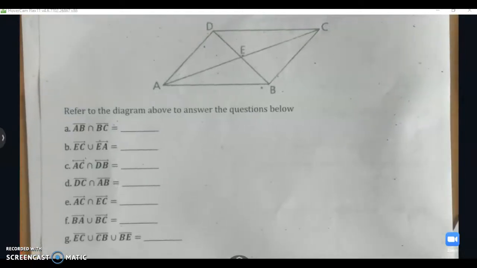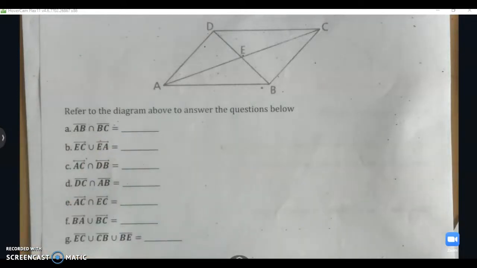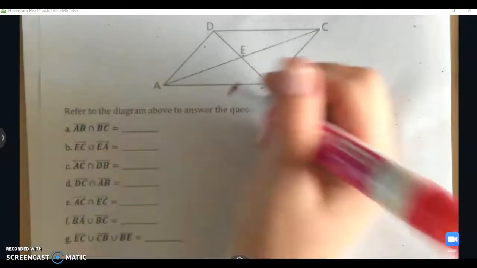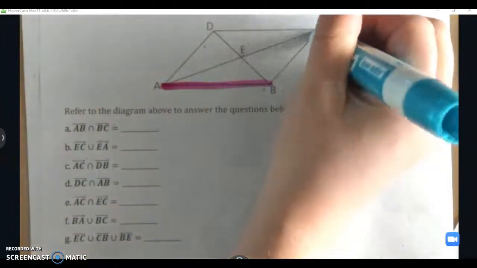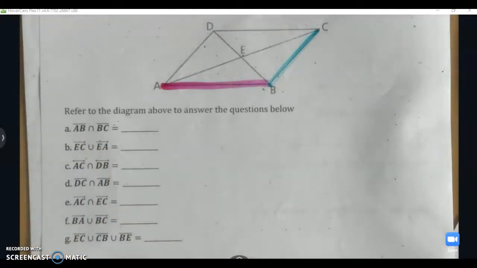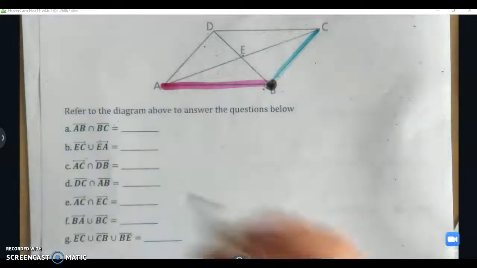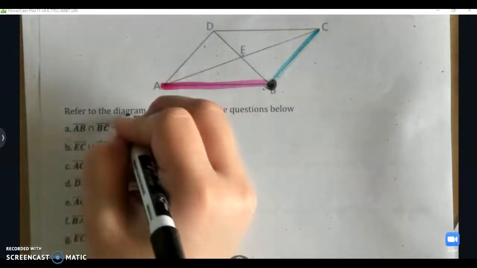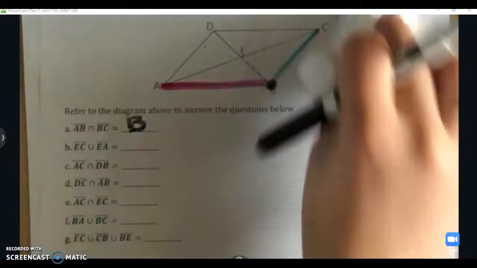So let's start with A. I've got segments AB and BC. I know that because I don't have any arrows. So if I'm looking at segment AB and segment BC, that is my intersection symbol. So where do they intersect? What do they share? Where do they touch? And that is just at point B. So the intersection point for segment AB and segment BC is B.